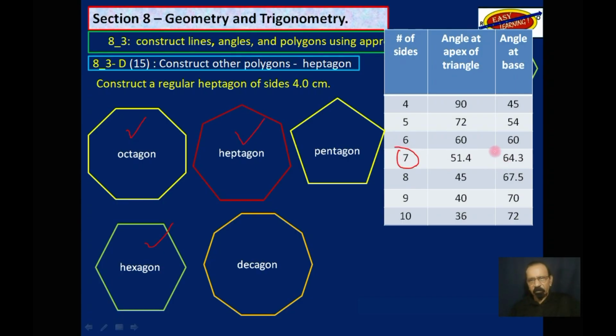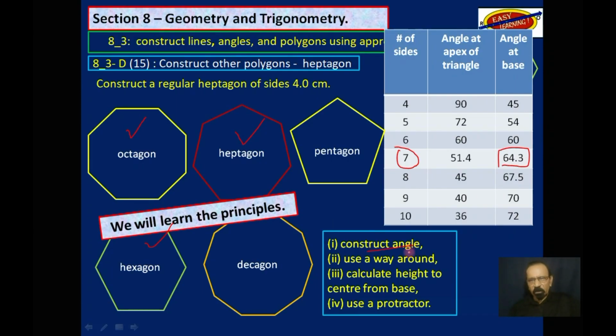This is a 7-sided figure. We want an angle of 64.3 degrees at the base of the internal triangle. We don't know how to construct that. We can't work around that. So we cannot construct that. So we will find a workaround. We'll find a way to work around it. And I will give you a little hint right now.